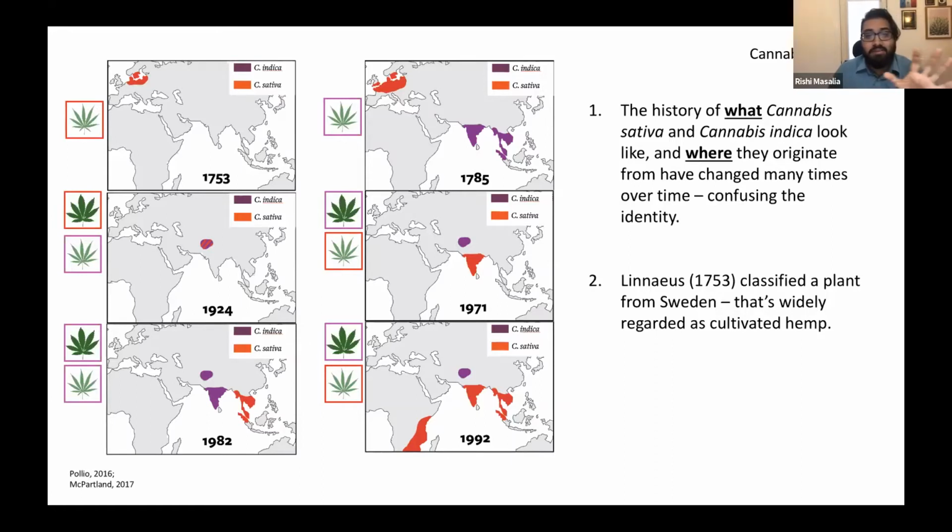But as you can see, based on this slide alone, over the last 250 years, people have been switching names. People have been affiliating different names with different properties or different physical traits. And that has been very confusing for how people define and understand what they're looking at in cannabis.